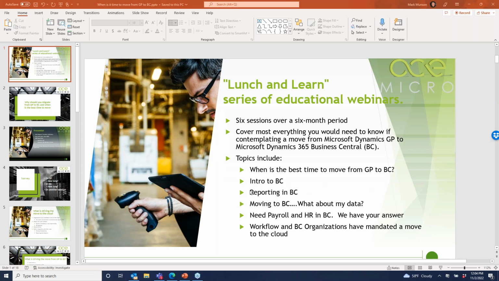Later this month, we'll probably be doing one on Intro to BC. Then we'll follow that up with reporting on BC. We'll have a session on data: what about my data and how do I move it? There'll also be another session on payroll and HR in BC. And then lastly, workflow in BC organizations, so it'll be all about the underlying workflow.